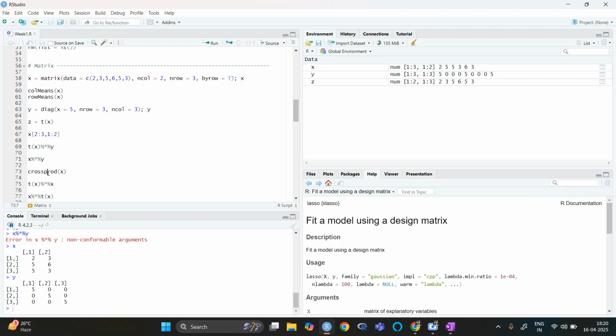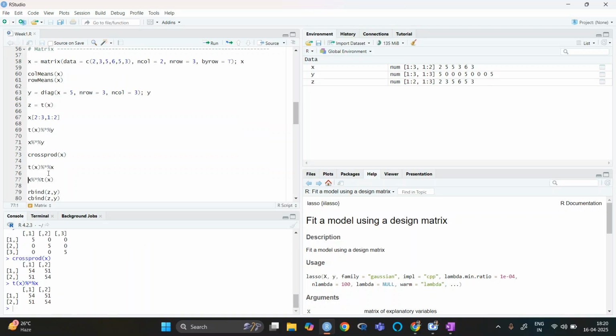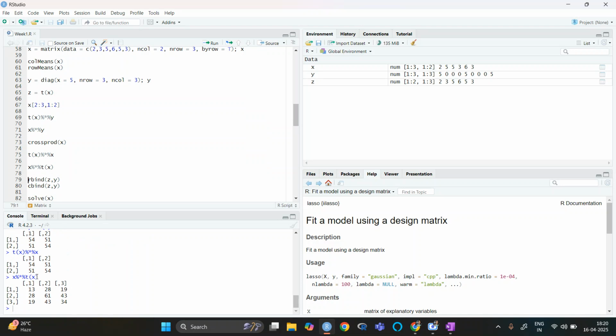This one is the cross product. And you can see that the cross product of x is equal to the transpose of x multiplied by x, whereas x multiplied by the transpose of x is a different matrix.